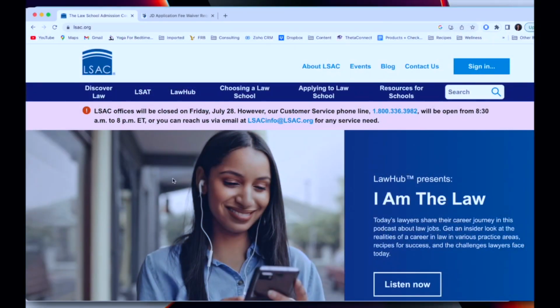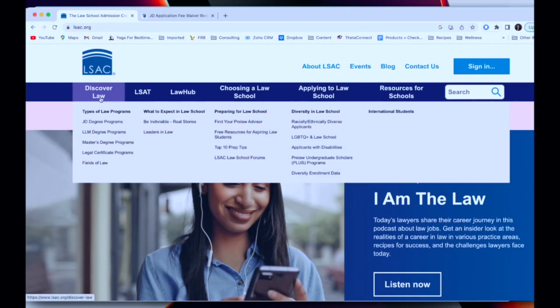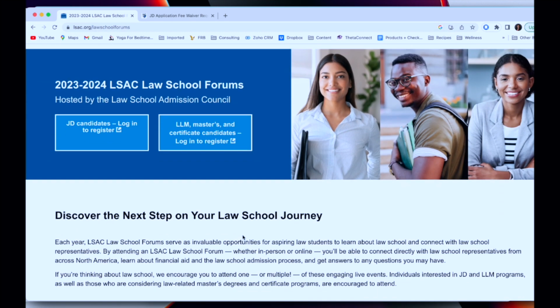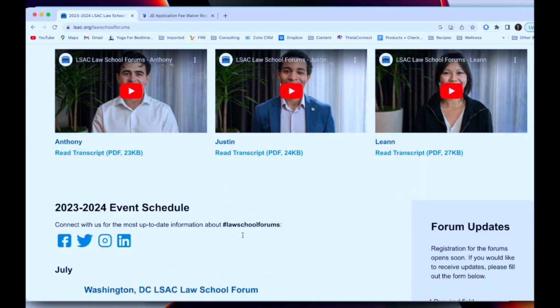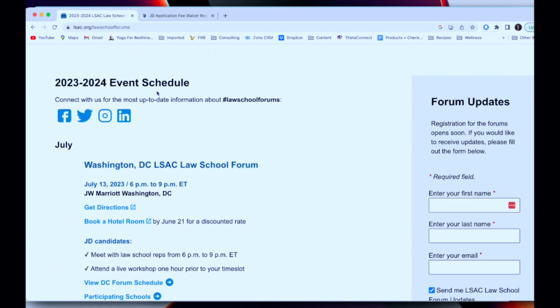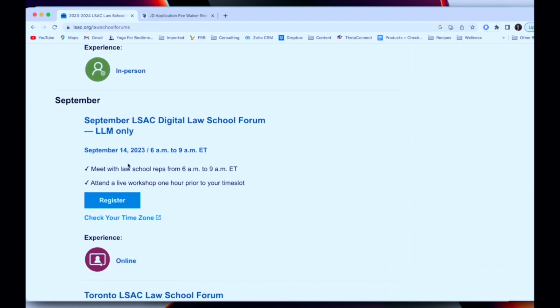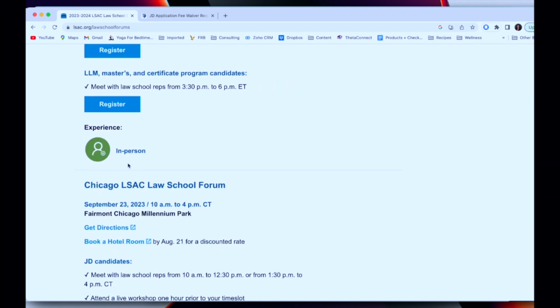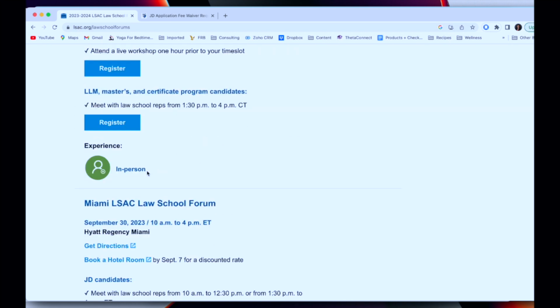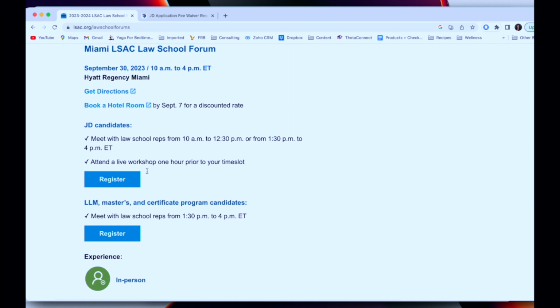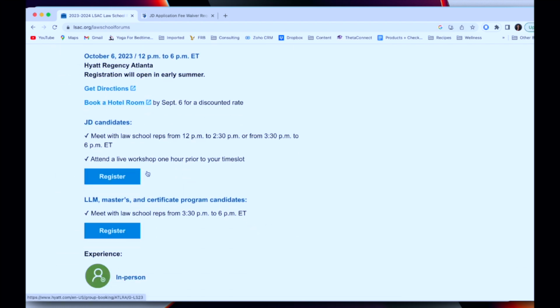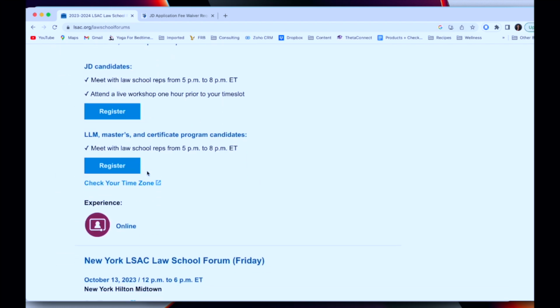So how do you go about finding these LSAC forums, you ask? If you are on the LSAC website, you're going to go to Discover Law. Under Preparing for Law School, they have LSAC Law School Forums. And then you'll be able to see the forums, which is really exciting. They have a 2023 to 2024 event schedule. You'll be able to see there's a digital forum in September, a Toronto forum in September, a Chicago forum in September, a Miami forum in September. September's a busy month. There's an Atlanta forum in October. So you see there's a lot of these forums, right?